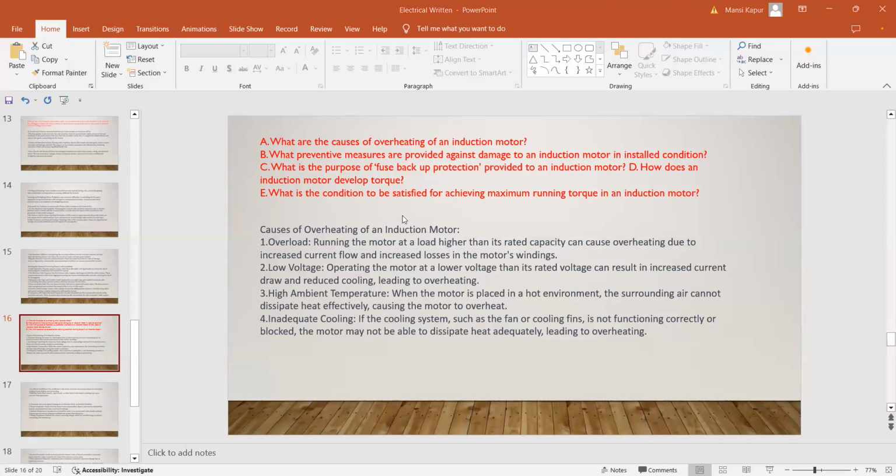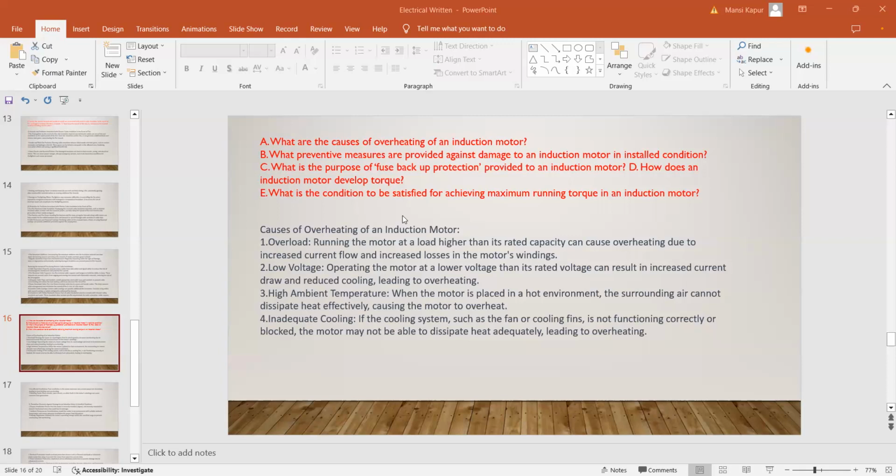So the next question is, what are the causes of overheating of the induction motor? So what do you think? What can be the cause? Overload. Overload how? Some bearing damage.